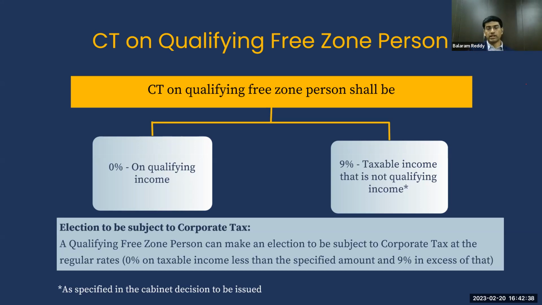In the case of mainland entities, you have a 375,000 limit, where taxable profit up to 375,000 is taxed at 0%, and in excess of that is taxed at 9%. Unlike a mainland entity, in the case of a free zone, if we have a non-qualifying income, the entire amount of profit relating to non-qualifying income will be subject to tax at 9% without considering that 375,000 base.